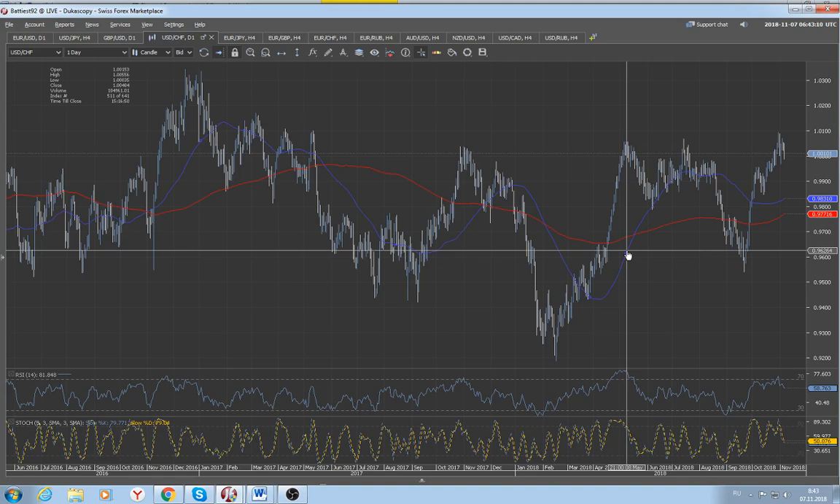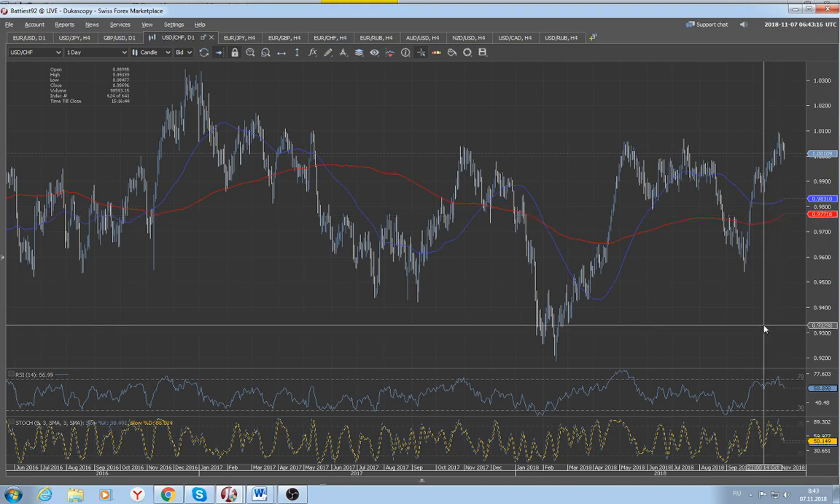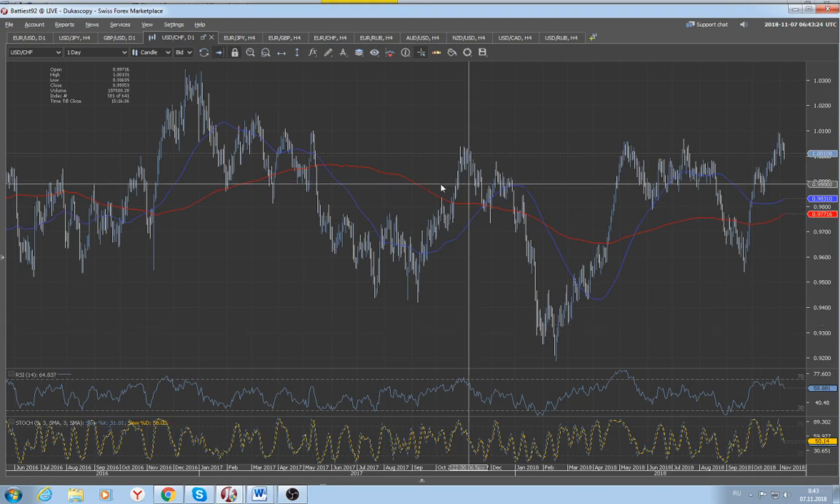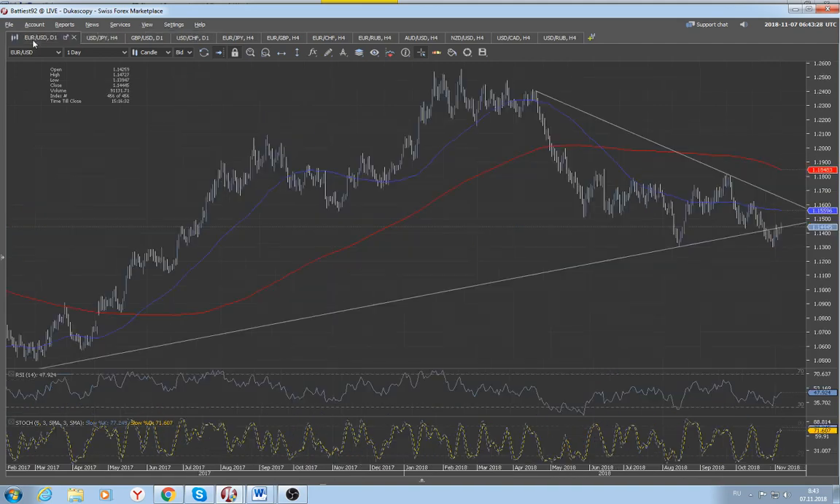will hold, and in this case we could retest the moving average 200 daily line, and in the best cases, of course, the level of 0.9772.